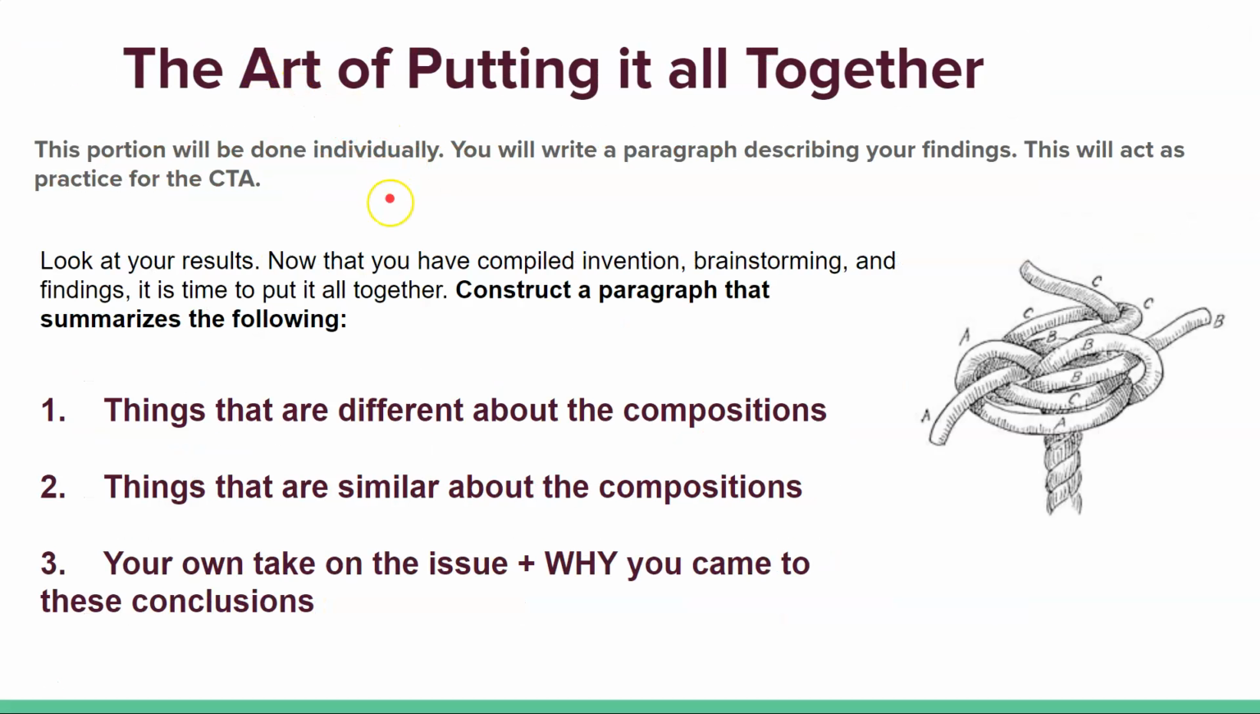So the art of putting it all together. This will act as practice for the CTA. Once you sit down and read your sources and begin a list of comparing and contrasting, you will want to look at your results. Now that you have compiled invention, brainstorming, and findings, it's really time to put it all together, and you want to construct a paragraph that summarizes the following: things that are different about the compositions, things that are similar about the compositions, and your own take on the issue and why you came to these conclusions.